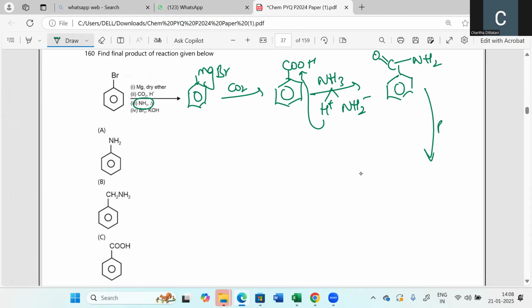On amide, bromine and KOH. Hoffmann bromamide degradation. Direct hit. 4 marks in your pocket. Then when Hoffmann bromamide is done, what will happen? C double bond O will go away. Then you are just left with your NH2 on the top. Aniline, option A is your answer.